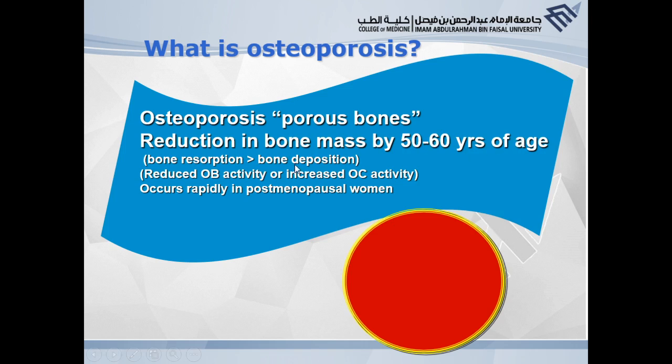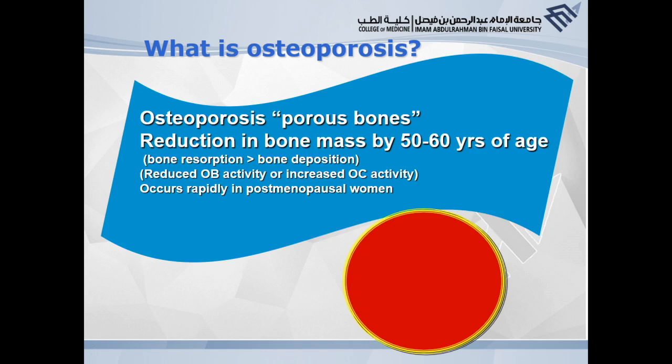The exact cause is not known. There are different hypotheses. One of the hypotheses is that after the age of 50 to 60 years, the osteoblast activity decreases and osteoclast activity increases. So the bone breakdown process becomes greater than the rate at which new bone is formed. As a result, the bones become porous due to reduced osteoblastic activity or increased osteoclastic activity. And it occurs more rapidly in women after the menopause.